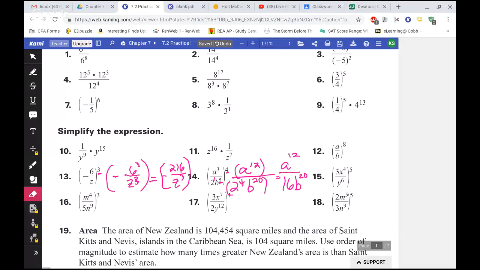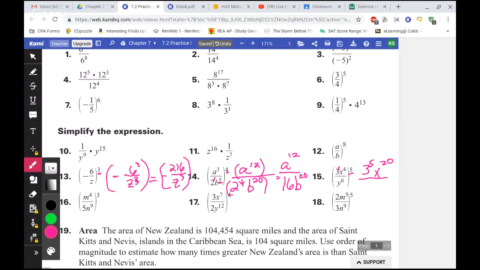Number 15, I'm going to distribute this 5 to everything, and I do mean everything, inside the parentheses. So my numerator will now look like this, 3 to the 5th, because there's an understood 1 right there. And 5 times 1 is 5. And x to the 20th, because 4 times 5 is 20. And that's the product property of exponents that we learned about on Monday.